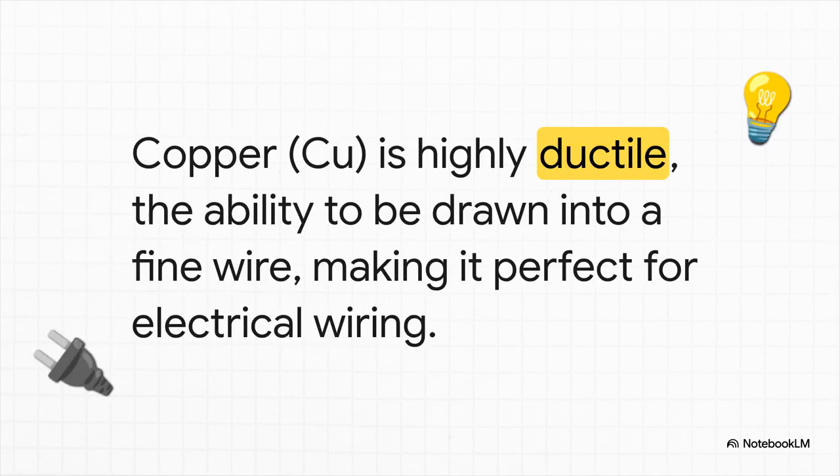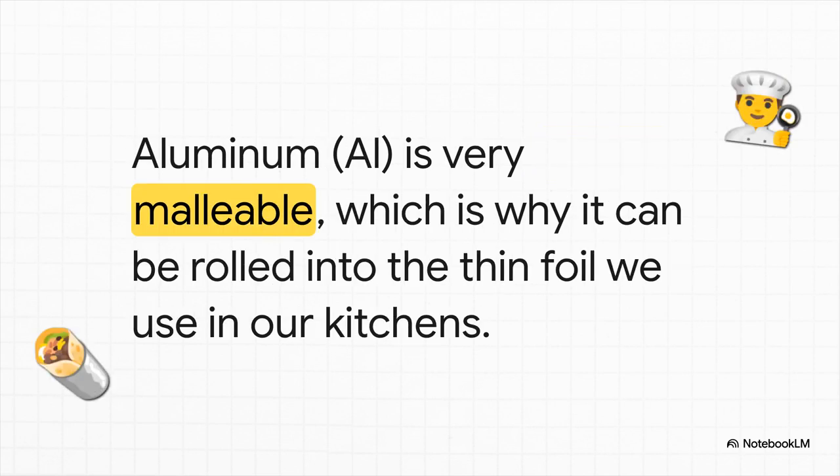Let's make this real. Ductility is just a fancy word for being able to be stretched into a wire. Now think about copper. It's an amazing conductor, and it's super ductile. Put those two things together, and boom, you've got the perfect material for pretty much all the electrical wires that power our world. And here's another one you use all the time.